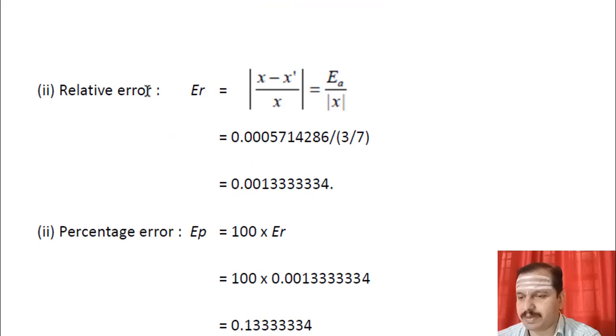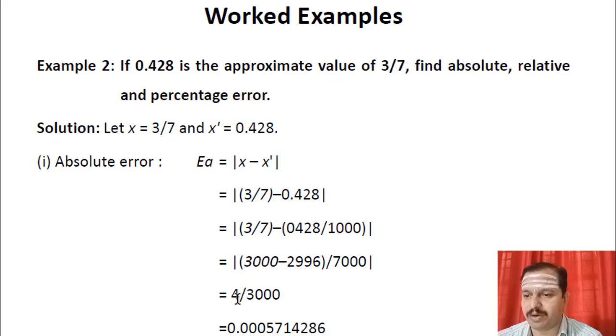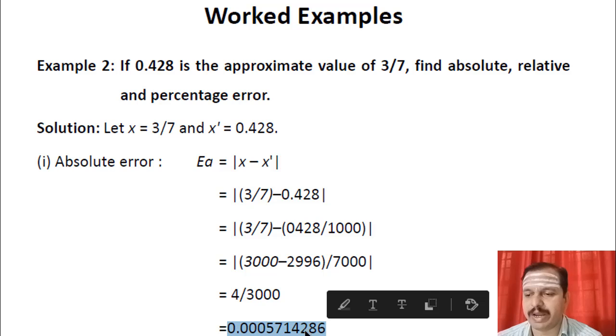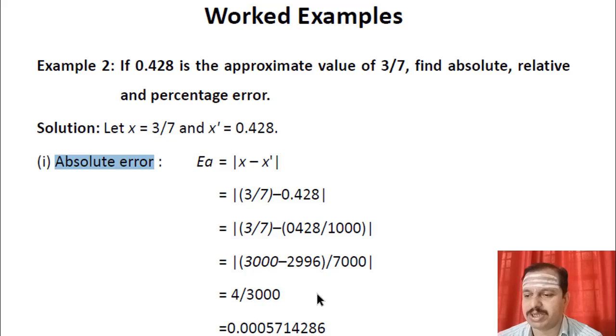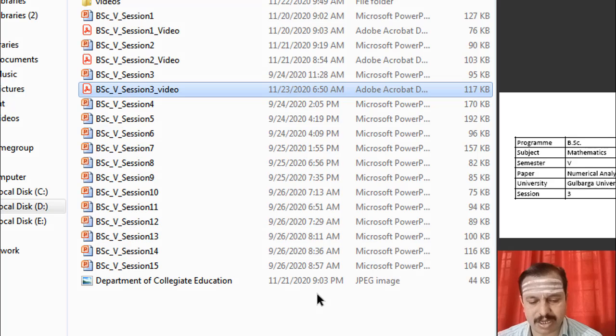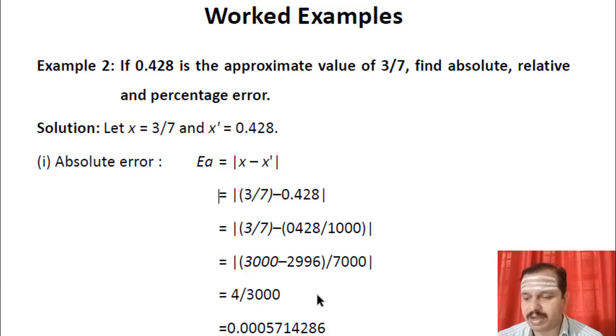Now let us simplify this 4 by 3000. If we simplify 4 by 3000, the answer is going to be 0.0005714286. This is the simplified form, and this can be taken as the absolute error in the further computations.